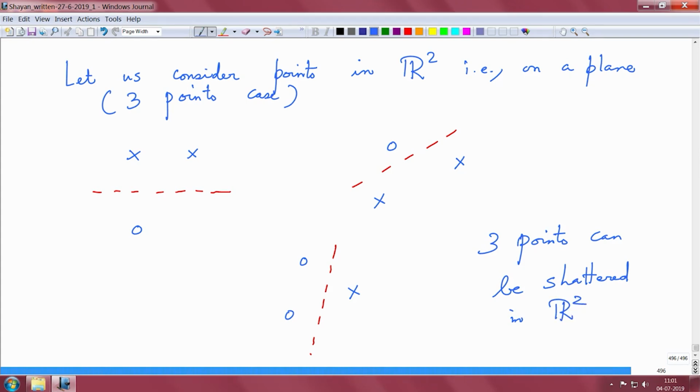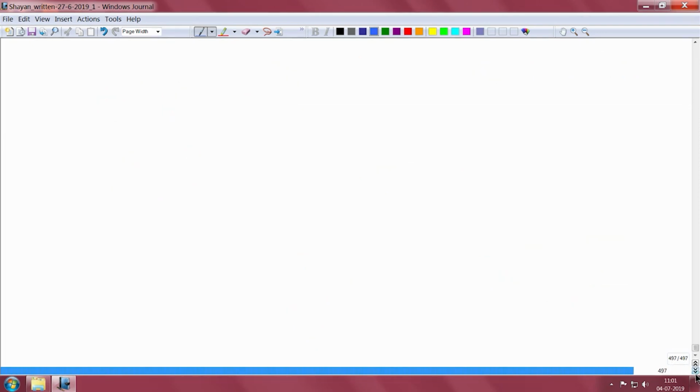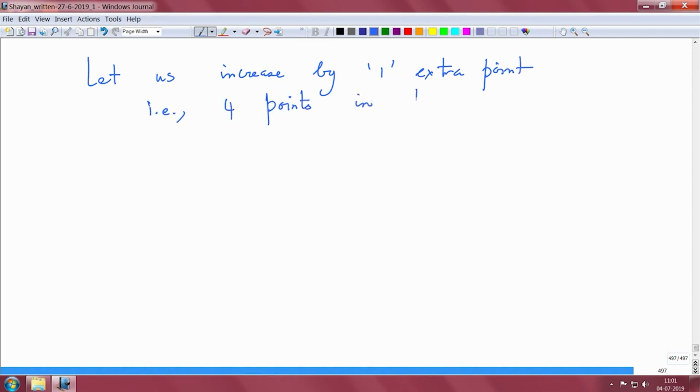This is no problem. But now, like what we did for the line case, let us increase the number of points by 1 extra point, that is 4 points in R2, right. And let us see the number of configurations we can have.